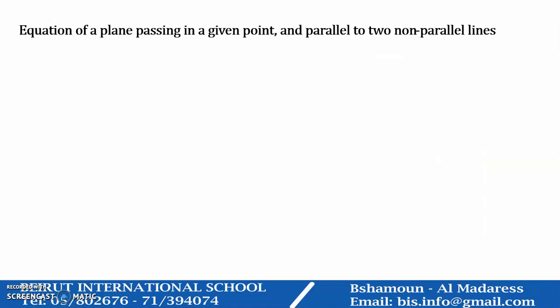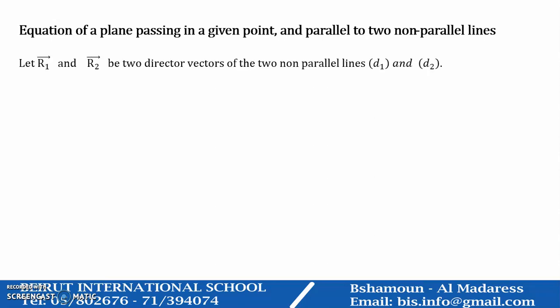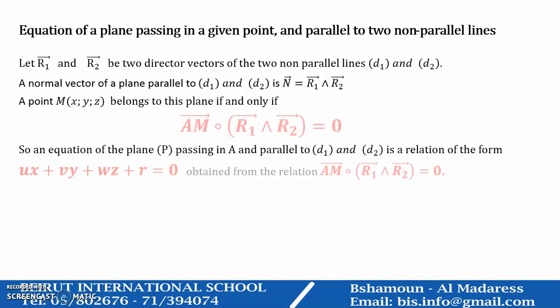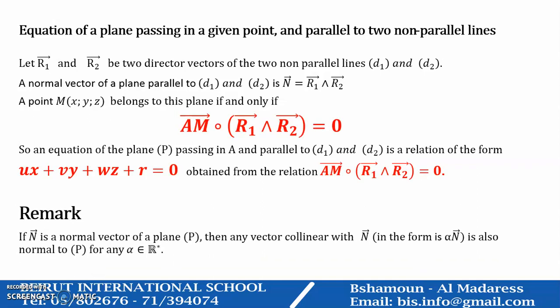Now, the equation of a plane passing through a given point and parallel to two non-parallel lines. What do we mean by non-parallel lines? Either they are intersecting or they are skew, meaning they cannot be in the same plane. Let R1 and R2 be two director vectors of the two non-parallel lines D1 and D2. A normal vector of a plane parallel to D1 and D2 is n equals R1 cross R2, in the same way as for AB cross AC. A point M belongs to this plane if and only if AM dot R1 cross R2 equals 0.